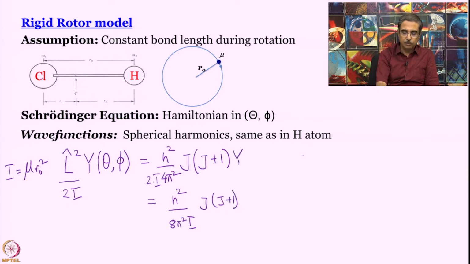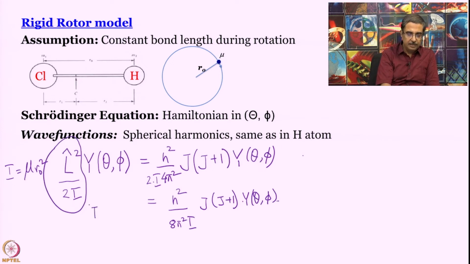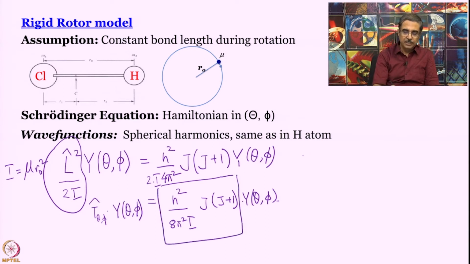I forgot to write this Y of theta phi here, multiplied by Y of theta phi. What does this mean? We said earlier that this here is the kinetic energy operator. So, I can write it as T of theta and phi operating on Y of theta and phi. So, this is what we get, an eigenvalue equation. This here is the eigenvalue. So, this is kinetic energy, it is as simple as that.